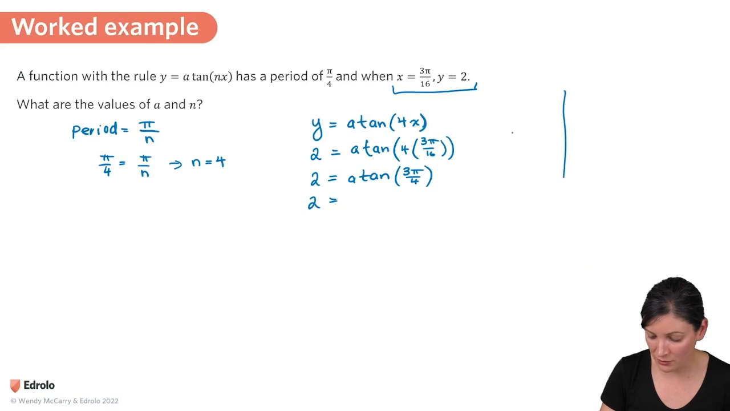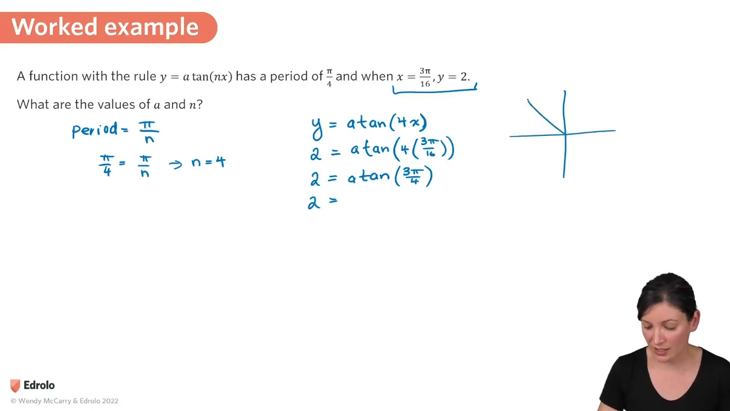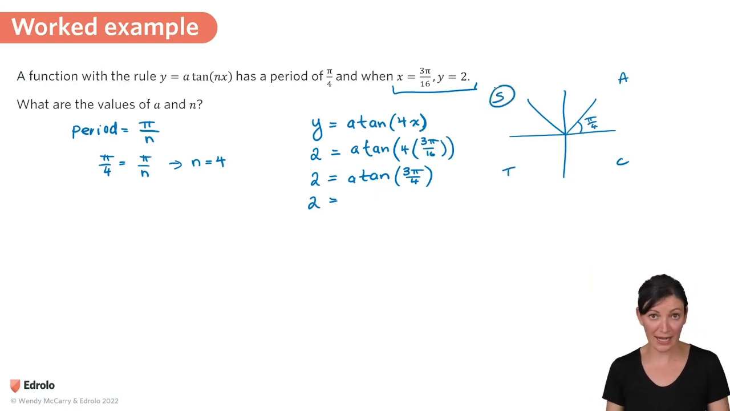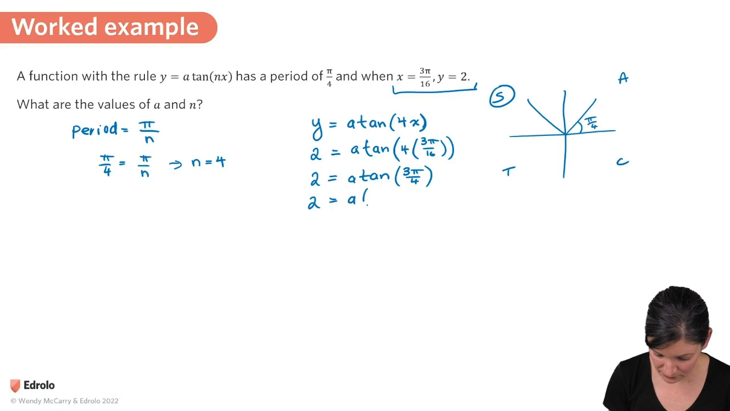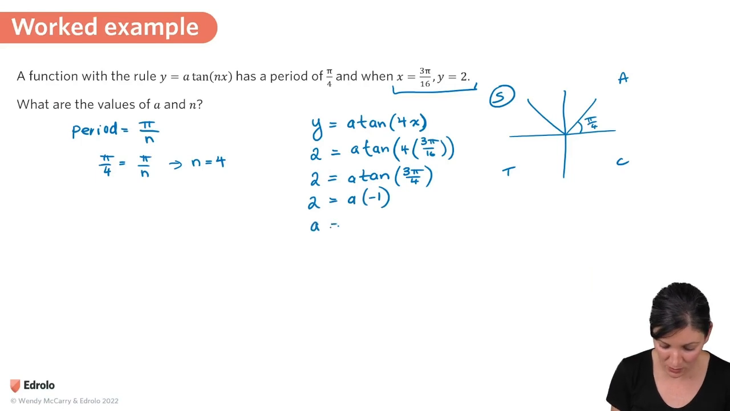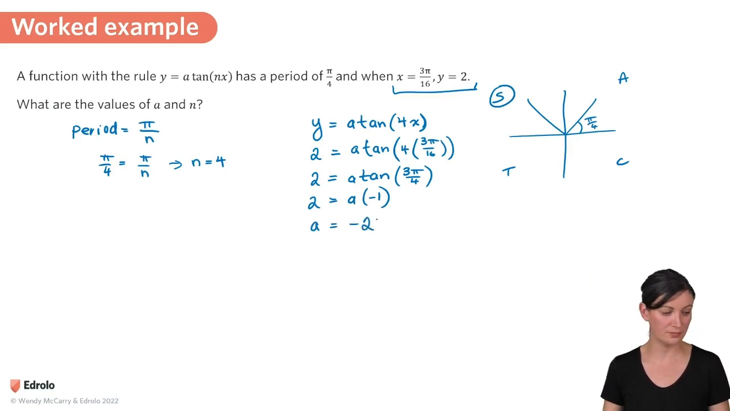Okay, 3 pi on 4 is, remember, in this quadrant. It's got the same value as tan of pi on 4, but because it's in the second quadrant, the value of it is negative. So the value of tan of 3 pi on 4 would be negative 1. Then to solve for a, we would just divide both sides by negative 1 to get a is equal to negative 2.